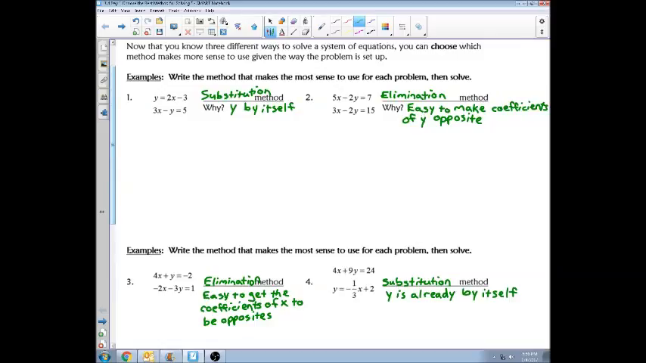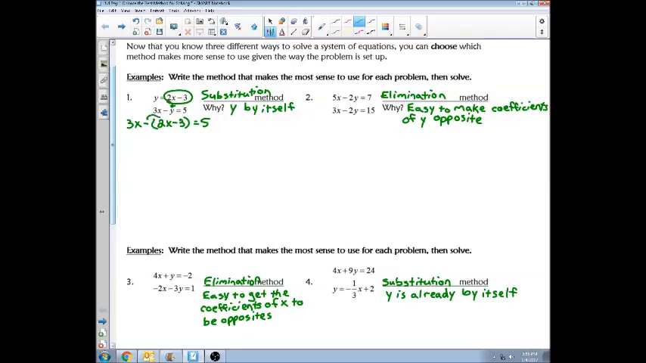Okay? The first problem is substitution. Remember, what we're going to do is we're going to take this 2x minus 3, plug it in for that y, because y equals 2x minus 3. So when I do substitution, I go ahead and start writing out the problem exactly the way it looks. When I get to the variable I want to substitute for, I'm going to put a set of parentheses, plug in what equals that variable, and then I'm going to go ahead and work through the problem from here.